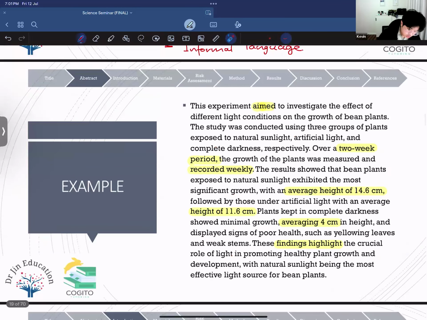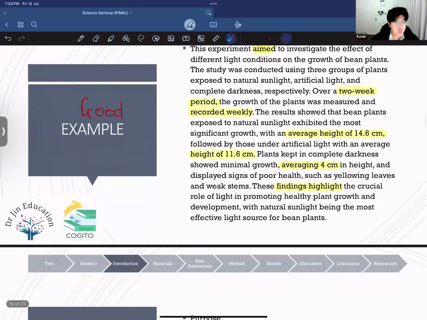Now, this one is a good example. As you guys can see, it's very detailed. It's not overly long, and it gives you a good idea of what this experiment is going to be about. So I'll read this abstract, and I'll be like, oh, that sounds pretty helpful. I'm going to read the rest of the paper.